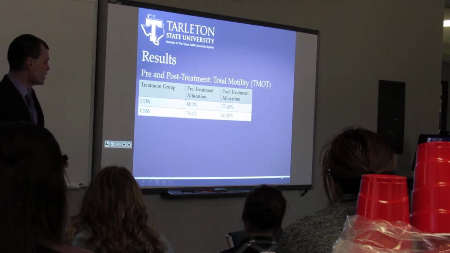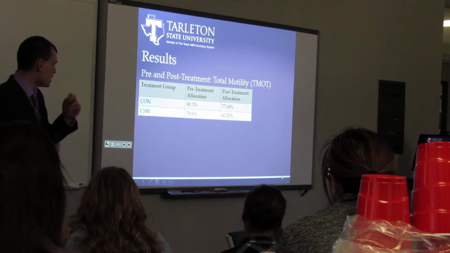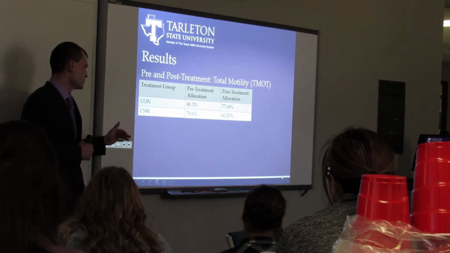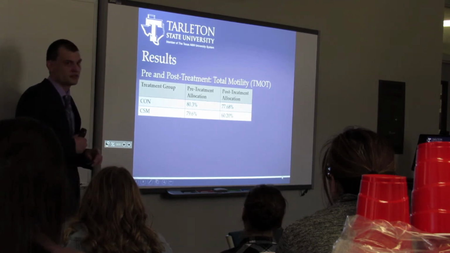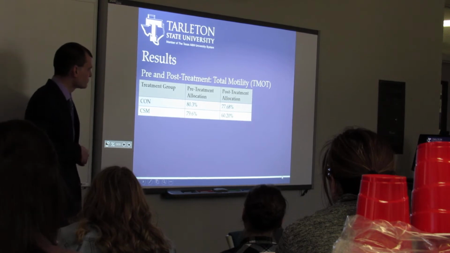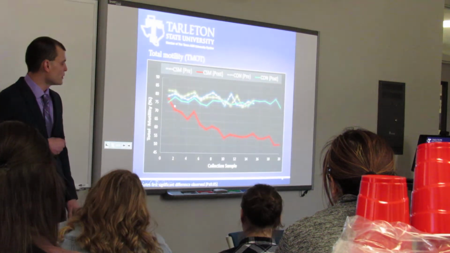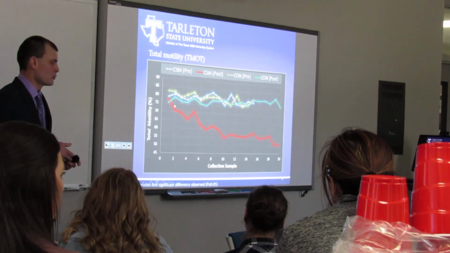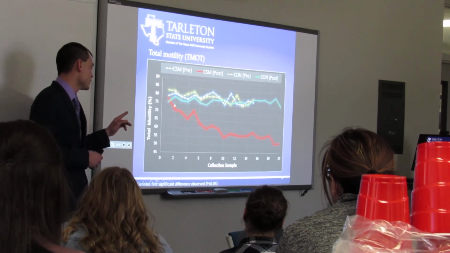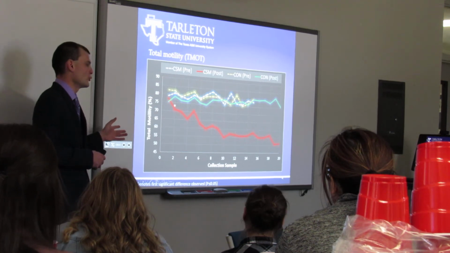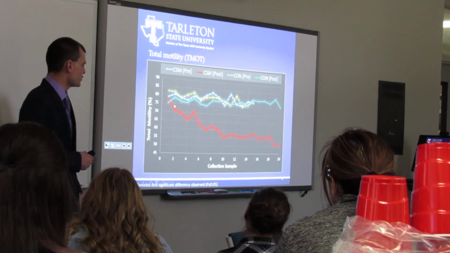For total motility, we observed another significant difference between our cottonseed meal fed group and our control group. We saw a dramatic decrease in our cottonseed meal fed group from 79.6% pre-treatment allocation to just above 60% of total motility. We observed our first significant difference in our cottonseed meal fed group at collection sample number 2, and reported lower averages for the remainder of the study. It's interesting to note that both our pre-treatment allocation groups as well as our control group seem to be following similar trends, while our cottonseed meal fed group is just steadily decreasing.